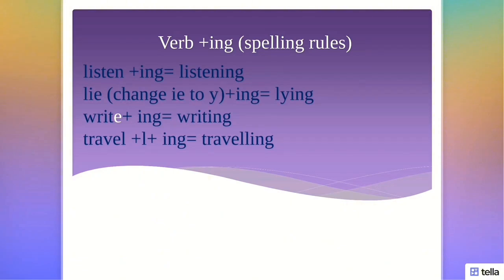But if our word has the last three letters in it as consonant, vowel, consonant, then we have to add one more consonant, similar consonant to it before we add ing. So we have to double the last consonant. As in the example, travel plus l plus ing is traveling.